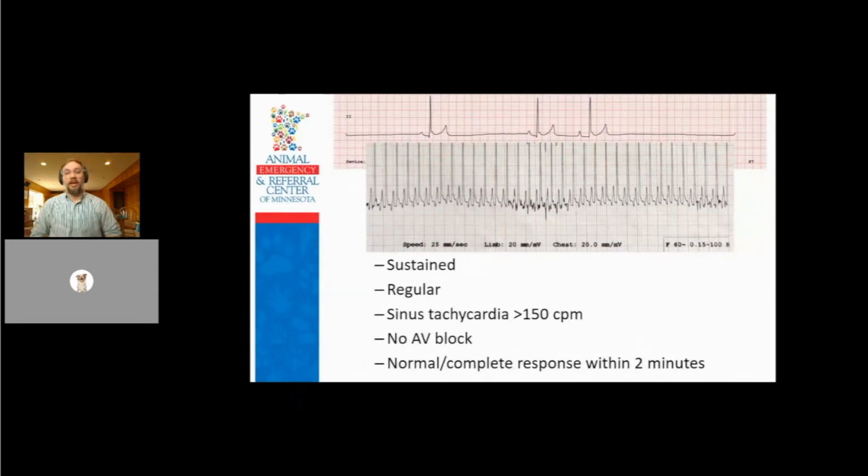So this is this dog's atropine response test, and within 2 minutes, this is the EKG I got. If we do a heart rate, I think it's right around 250, it looks like. It looks like there's 6 little boxes between 2 complexes, so 1500 divided by 6 is 250. It's regular, it's sustained, it's a sinus tach, there's no AV block. So this is a normal response. So this tells me that this dog with a heart rate of 60, it was all vagally mediated.